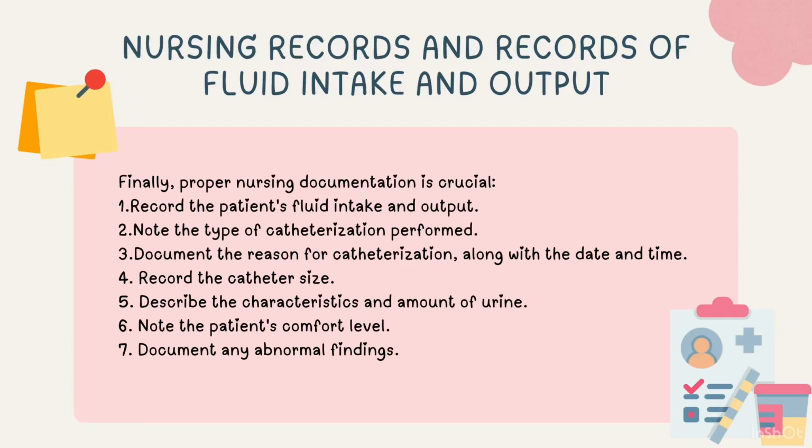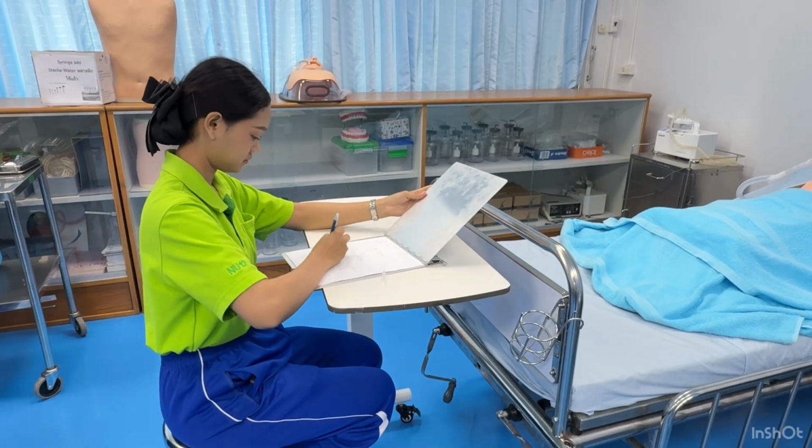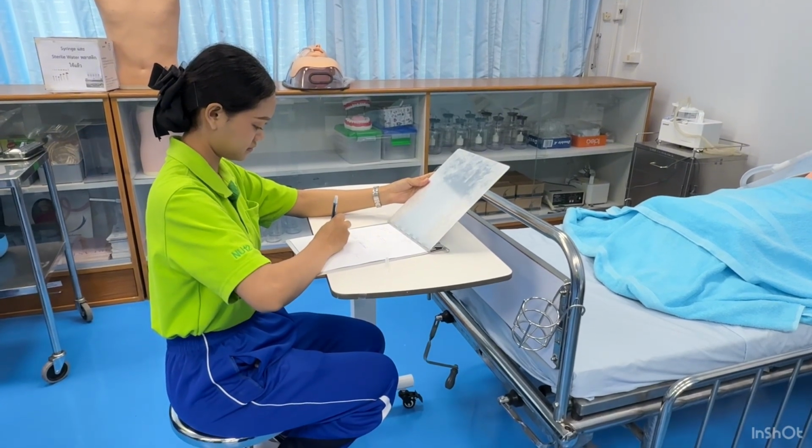Finally, proper nursing documentation is crucial. Record the patient's fluid intake and output. Note the type of catheterization performed. Document the reason for catheterization, along with the date and time. Record the catheter size. Describe the characteristics and amount of urine. Note the patient's comfort level.